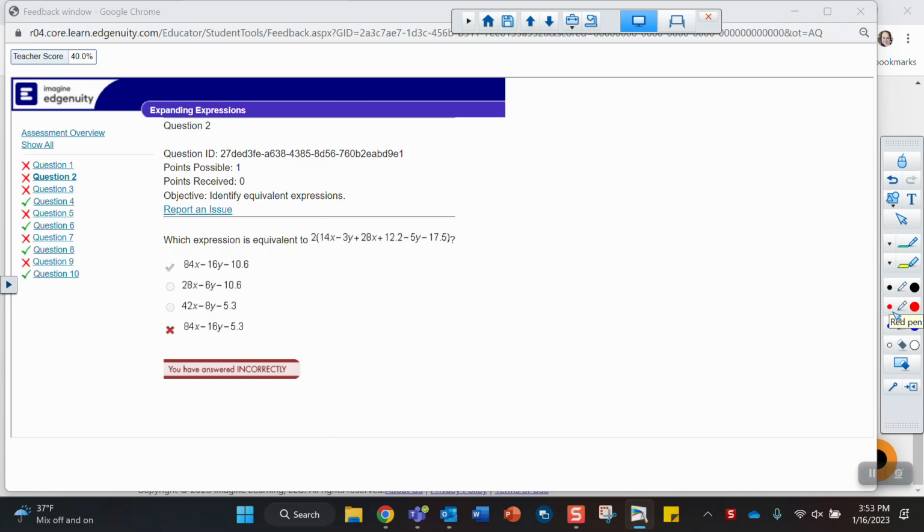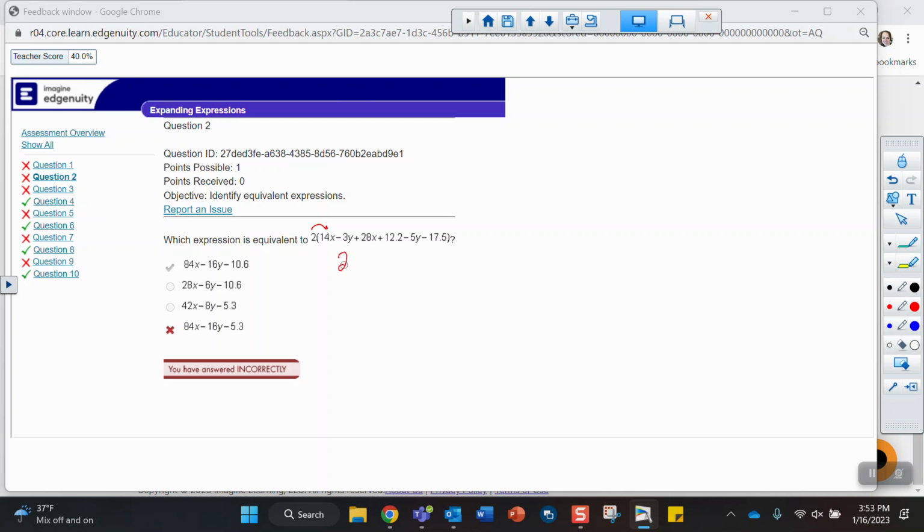Question 2 asks which one is equivalent. Holy cow, there's a lot going on here. We've got a set of parentheses with a whole lot of terms on the inside, and it looks like we need to multiply through the parenthesis. You can clean up what's inside first and then multiply everything by 2, or you can multiply everything by 2 and then clean it up. That's typically the method I like to do.